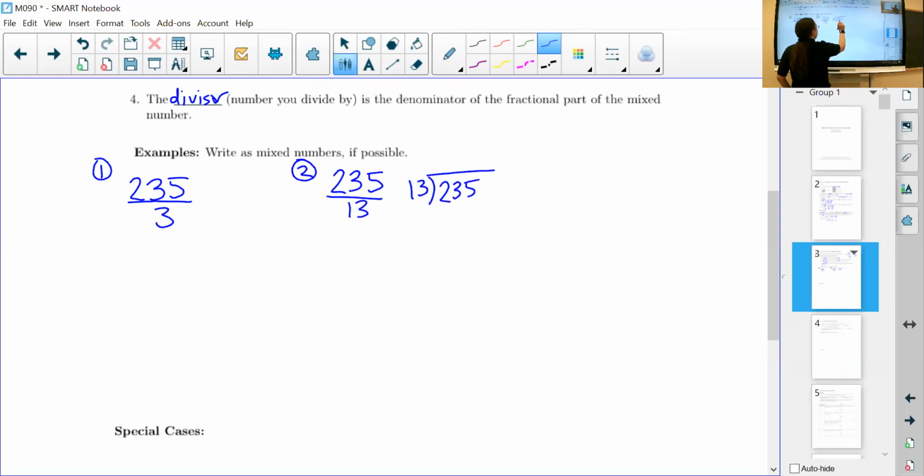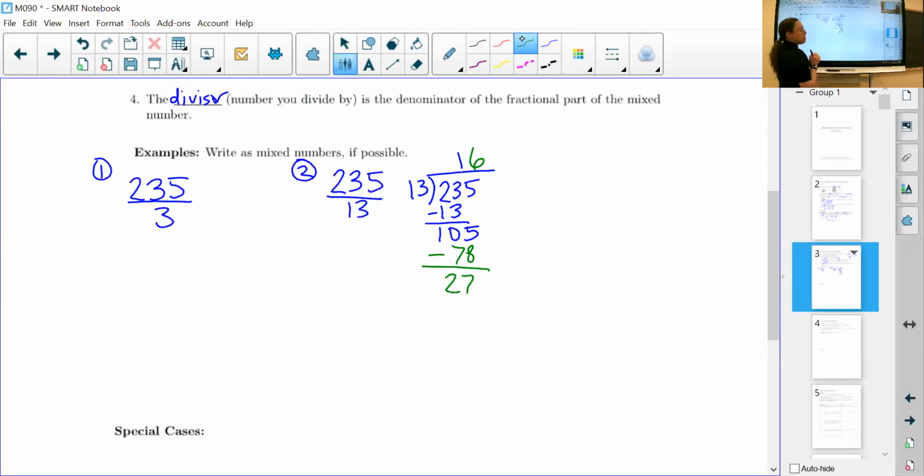13 goes into, well, it goes into 23 once. 1 times 13, bring down the 5. 13 into 105. This one's kind of hard. So let's suppose it goes in, let's say 6 times. That's our guess. I'll even do it in a different color because it's just a guess right now. 6 times 13. Well, 6 times 13 happens to be 78.